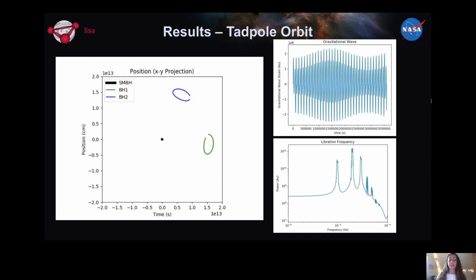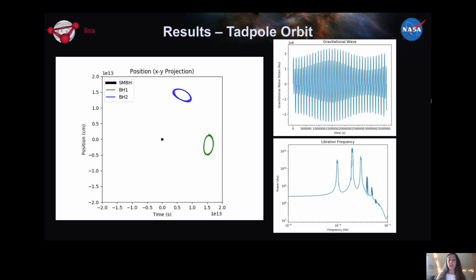These two stellar mass black holes will then again co-rotate around the supermassive black hole, creating a separate libration dynamic. We can then calculate the gravitational wave of the system, which is again in the top right-hand corner. As you can see from this plot, it's very different from that of the perfect sinusoidal graph that we saw in the previous slide. We then again calculate the Fourier transform of the gravitational wave to receive the libration frequency plot below. In this plot, we identify three main peaks.